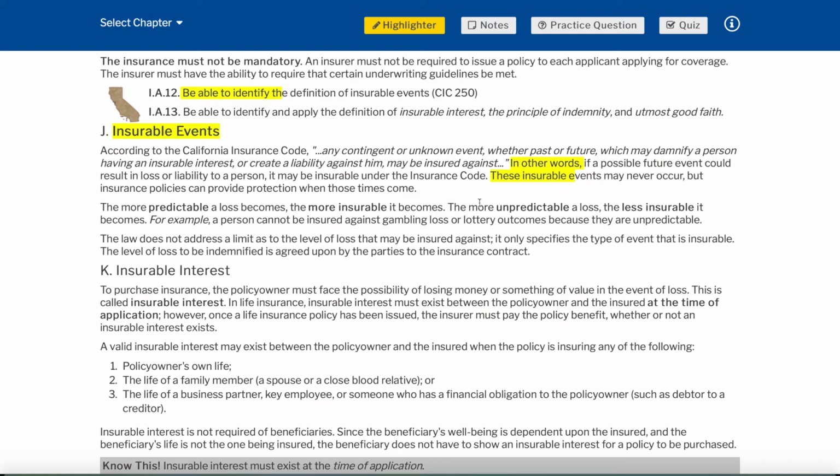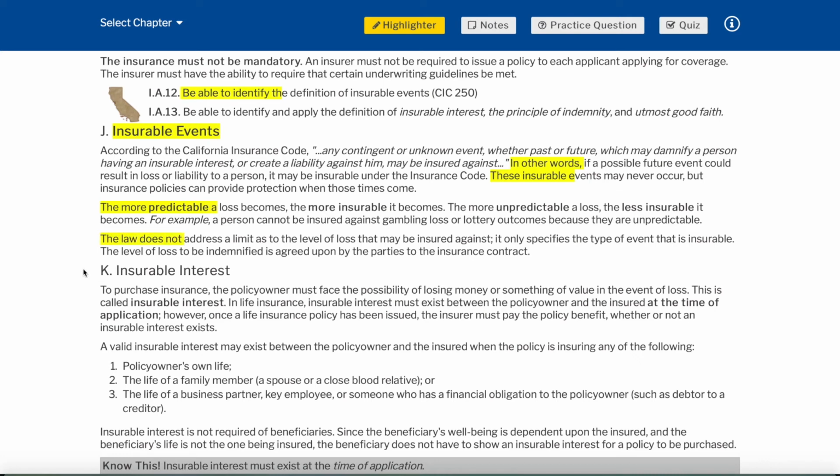These insurable events may never occur, but insurance policies can provide protection when those times come. The more predictable the loss becomes, the more insurable it becomes. The more unpredictable the loss, the less insurable it becomes. For example, a person cannot be insured against gambling loss or lottery outcomes because they are unpredictable.